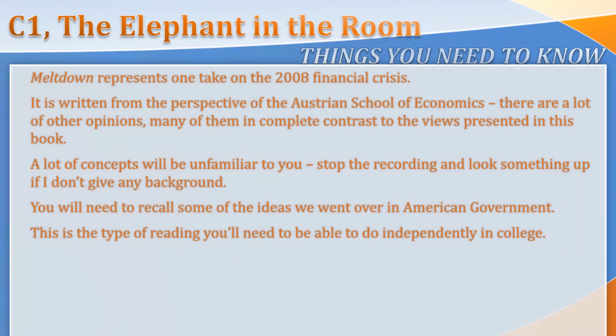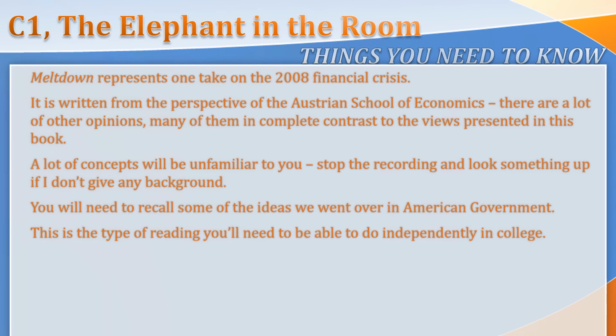We're now going to start taking a look at the discipline of macroeconomics. The way that we're going to do this is through the book Meltdown. Meltdown was written by Thomas Woods, and it's about the 2008 financial crisis, mostly the housing market crash and then the results of the housing market crash on the rest of the economy.